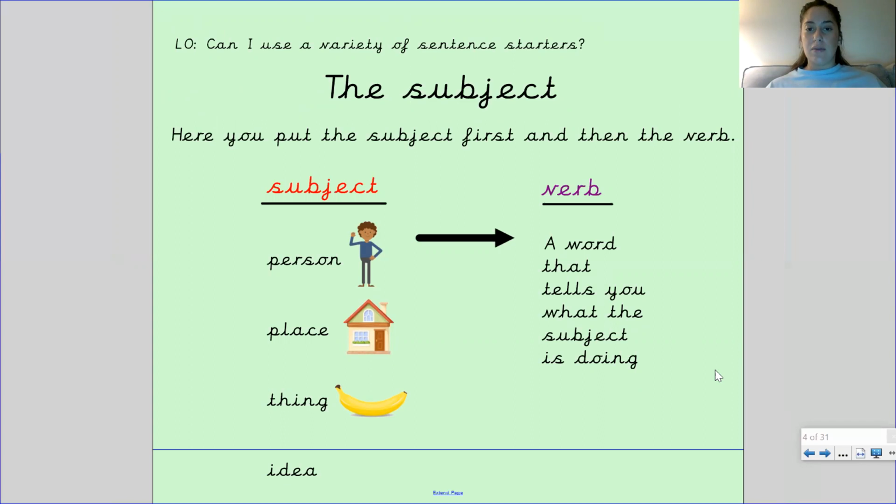So when starting a sentence with the subject, you put the subject first and then the verb. The subject could be a person, a place, a thing, or an idea. And the verb is the action word, the doing word, that tells you what the subject is doing. So let's look at some examples.